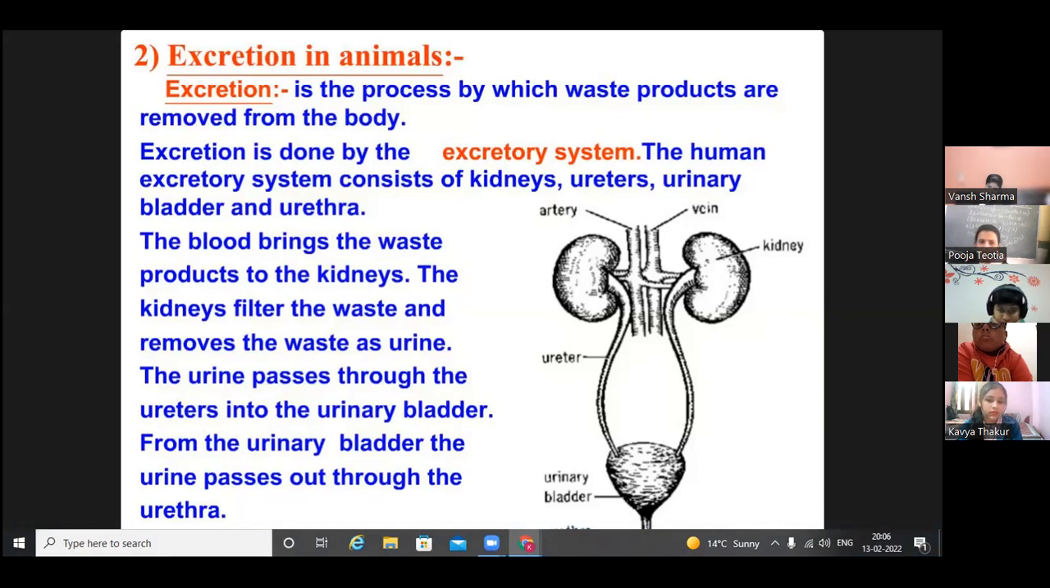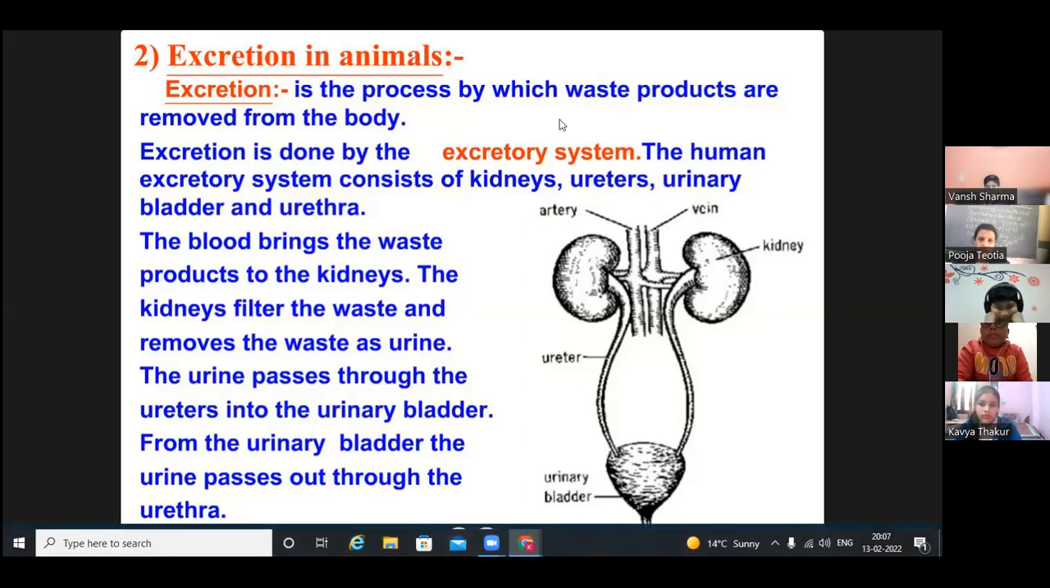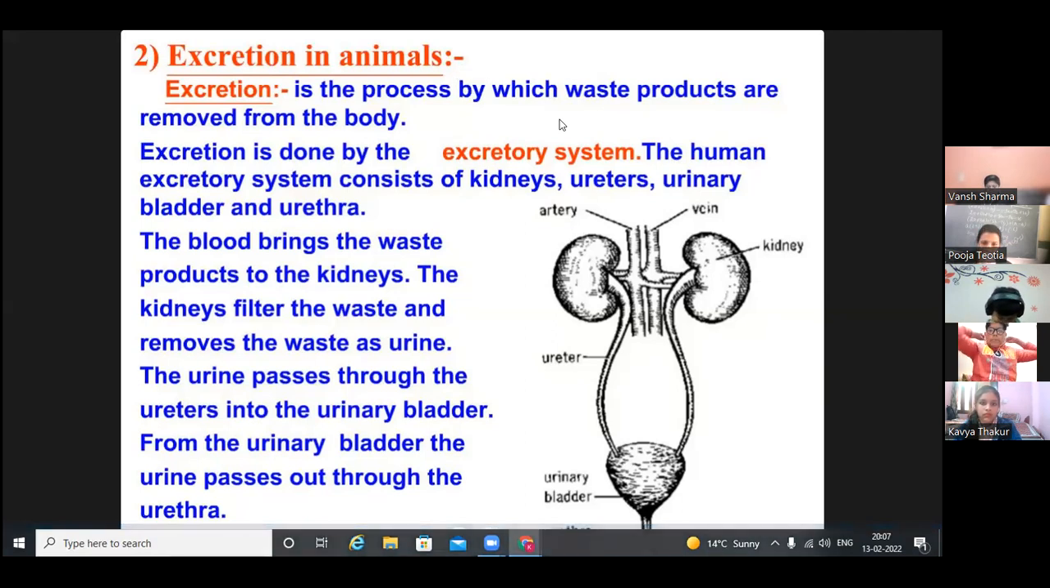Okay. Yes, Divyanshu, read this paragraph. Okay, ma'am. Excretion in animals. Excretion is the process by which waste products are removed from the body. Excretion is done by the excretory system. The human excretory system consists of kidneys, ureters, urinary bladder, and urethra. Blood brings the waste products to the kidney.